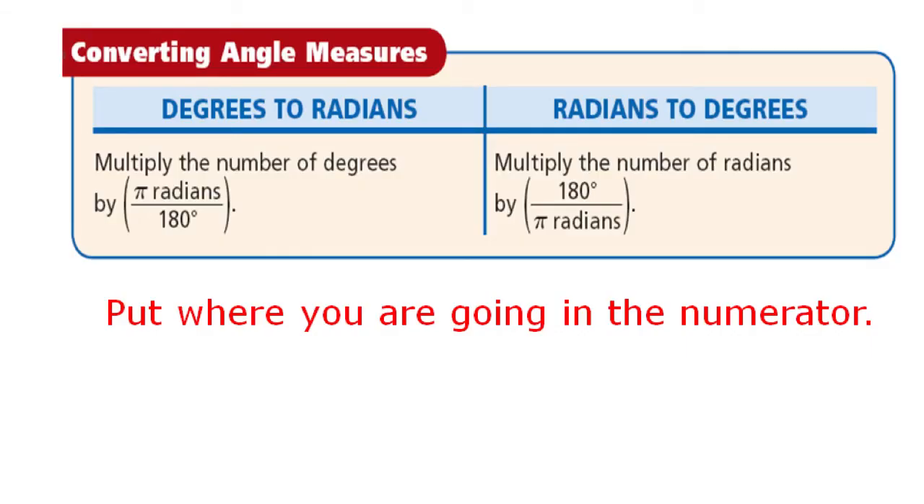So here's some formulas we'll need to know. This is, again, how we convert from degrees to radians, and then we'll also talk about how to convert from radians to degrees. What I want you to notice, first of all, is it's the same formula. It's pi divided by 180 on one side, and then it's 180 divided by pi on the other.